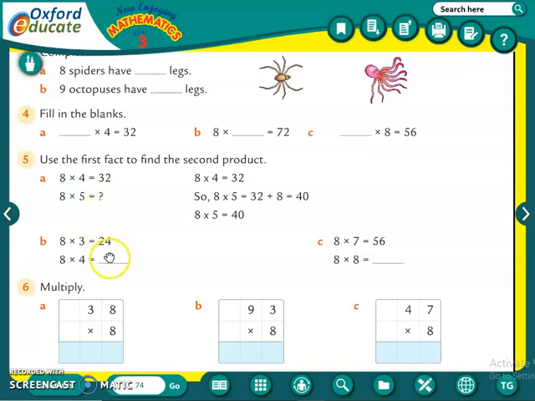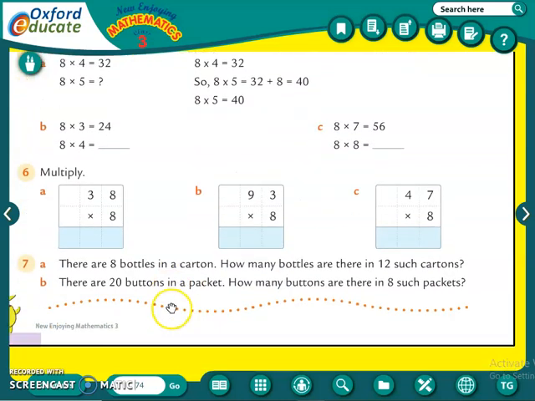Like this you have to do here also. 8 3 24. 8 4 what will you do? 24 plus 8. Whatever the answer is there you have to write it here. Same here you have to do it. Okay. Then multiply. These are the multiply sums that you have to do by yourself. You have to count it and you can do it very well. And you have to prepare tables for these type of sums only so you can do it quickly.